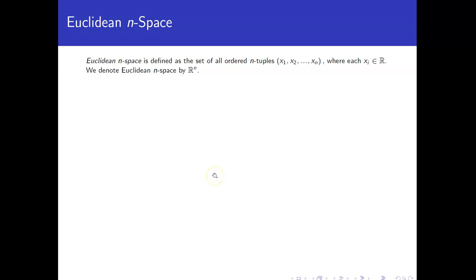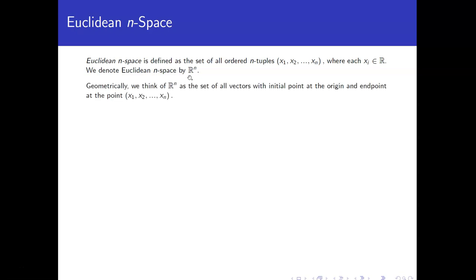By Euclidean space, we mean the set of all ordered n-tuples, so x1 out to xn. Each of the components of this tuple has to be a real number. And we denote Euclidean space by Rn. Now, you're probably already familiar with a couple of these. R2 would just be the set of all ordered pairs, so your usual xy plane, vectors in the xy plane. Or if you had ordered triples, that would be vectors in xyz space.